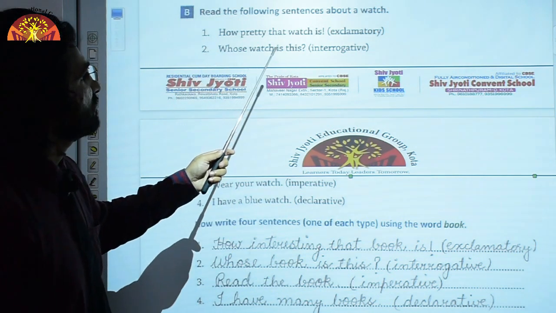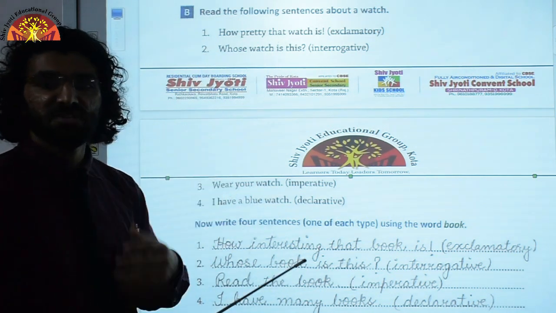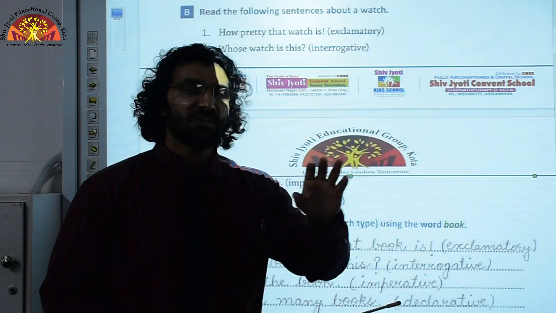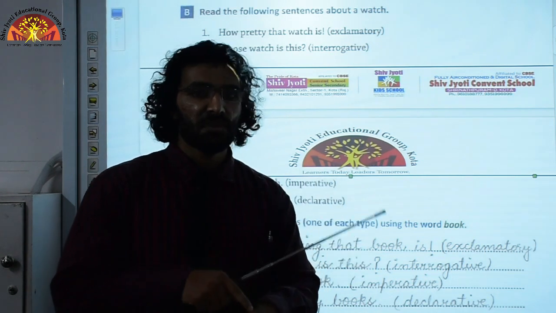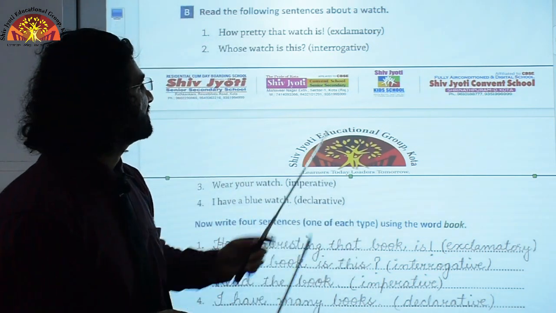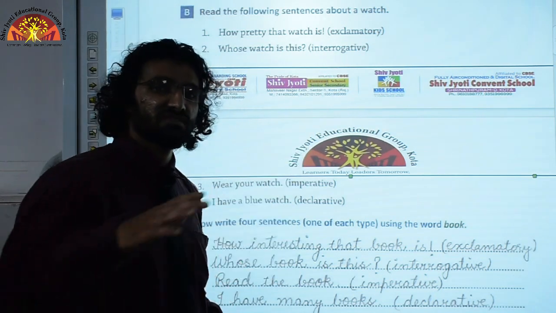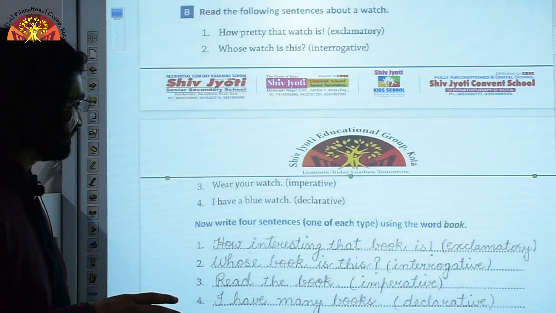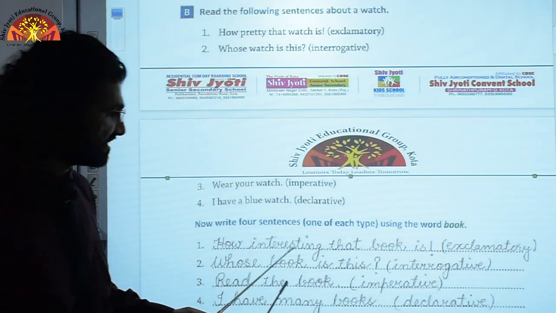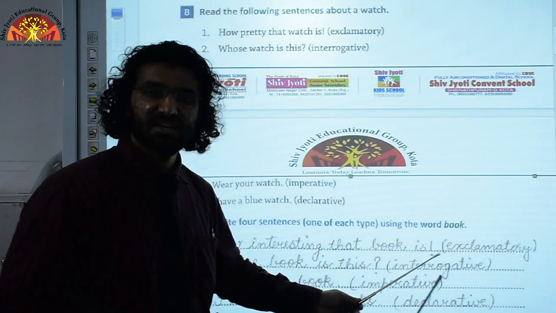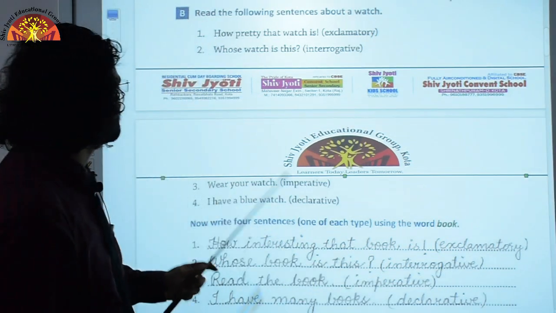How pretty that watch is. We are expressing our strong feeling that we have found a wristwatch very pretty. So it's an exclamatory sentence, and we have an exclamation mark here. So we are going to reconstruct a sentence. How interesting that book is. Exclamatory.